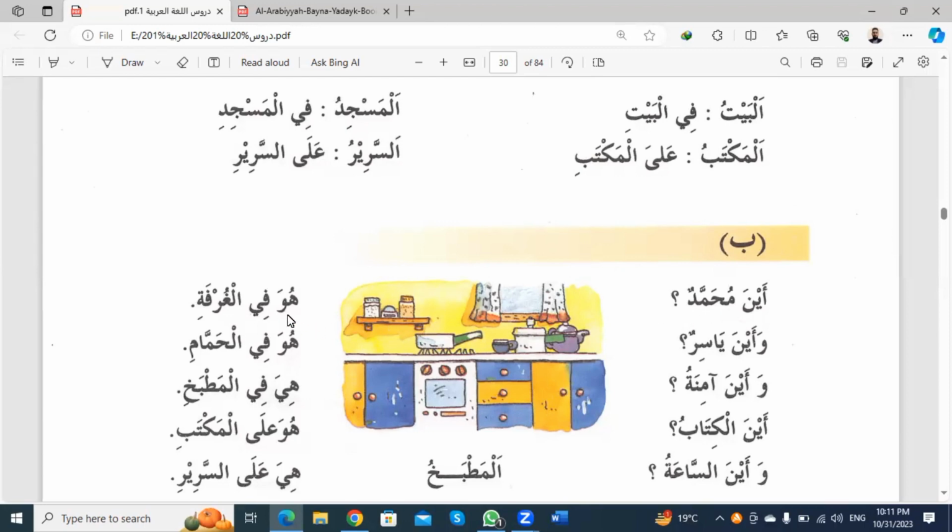Huwa means he. And that is hiya. Hiya means she, a female. So we will say that he is in the room. He is huwa. Huwa in the room: fil ghurfati. Huwa fil ghurfati. He is in the room.